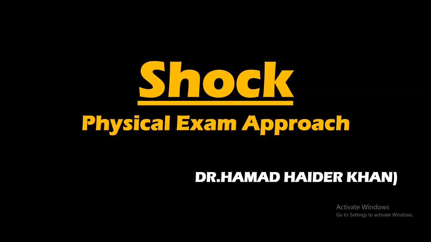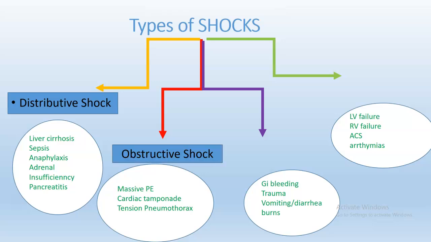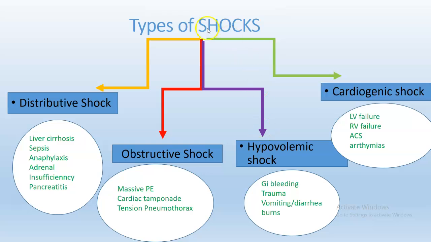So let us start. There are four types of shock which are quite important for us to know. The first one is distributive shock. The second one is obstructive shock. Third one is hypovolemic shock. The fourth one is cardiogenic shock.